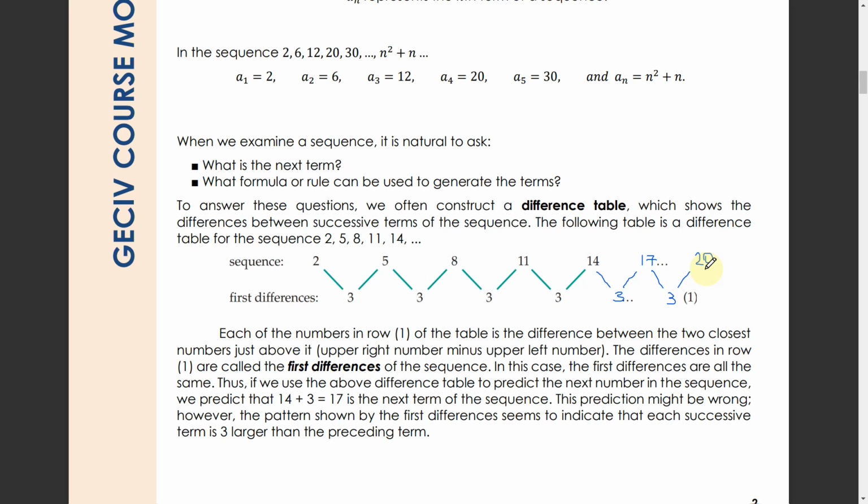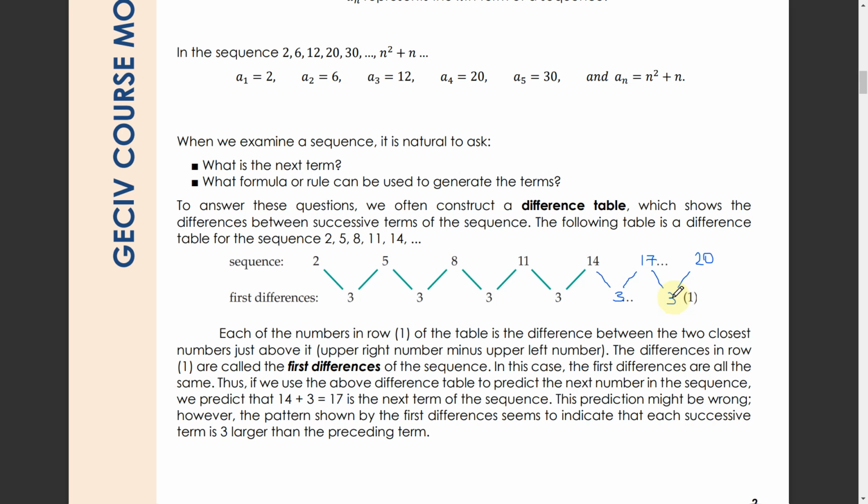However, the pattern shown by the first differences seems to indicate that each successive term is 3 larger than the preceding term. So it says that our prediction can be wrong. What we are using here is inductive reasoning, right? In inductive reasoning, we use specific examples, so it is based only on the given data. We saw that it is 3, 3, 3, so we can say that the next difference is also 3.